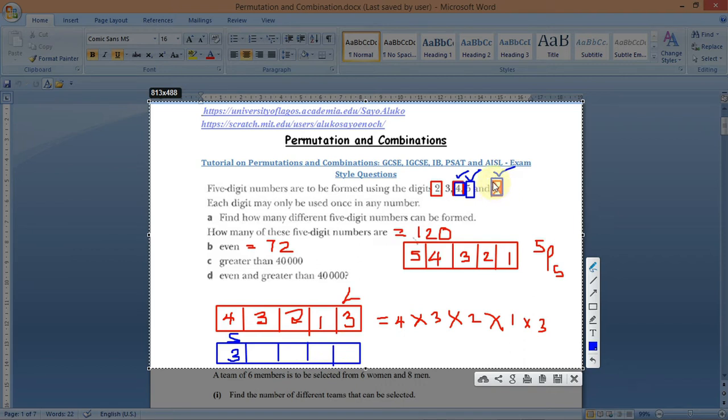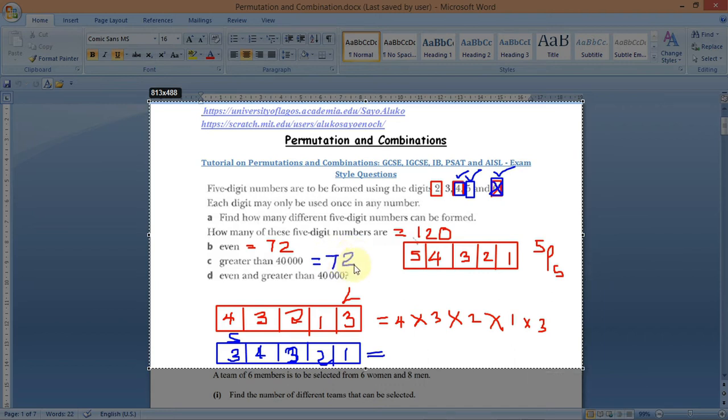Now let me assume I'm taking 6. Then I'll be left with how many numbers? 1, 2, 3, 4. So I have 4 ways, then 3, 2, and 1. This time I will not write everything carefully, I will just use my calculator. So I have 3 times 4 times 3 times 2, so that is 72 ways also. So the answer to this question is 72.